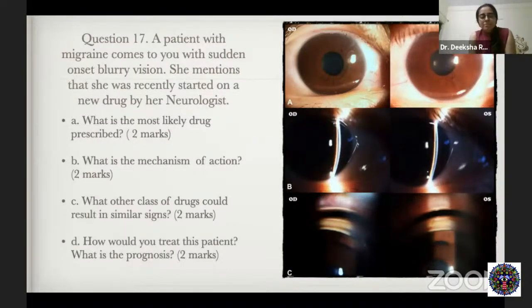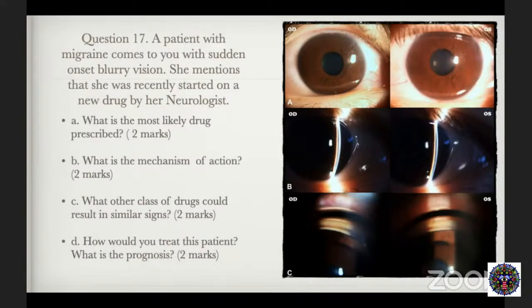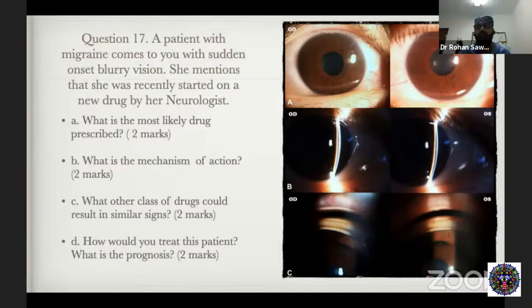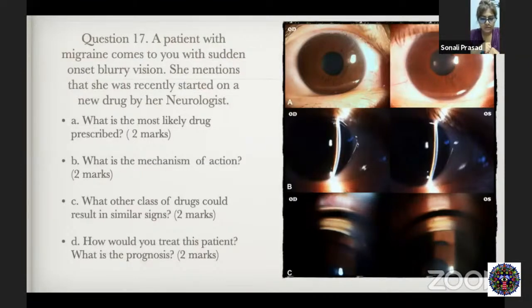Topiramate. That's correct. Yeah. How does it act? What is the mechanism of action? How does it act? What does it cause? Ciliary effusion. Yes, it causes ciliochoroidal effusion, causes an acute angle closure with induced myopia. Yeah.